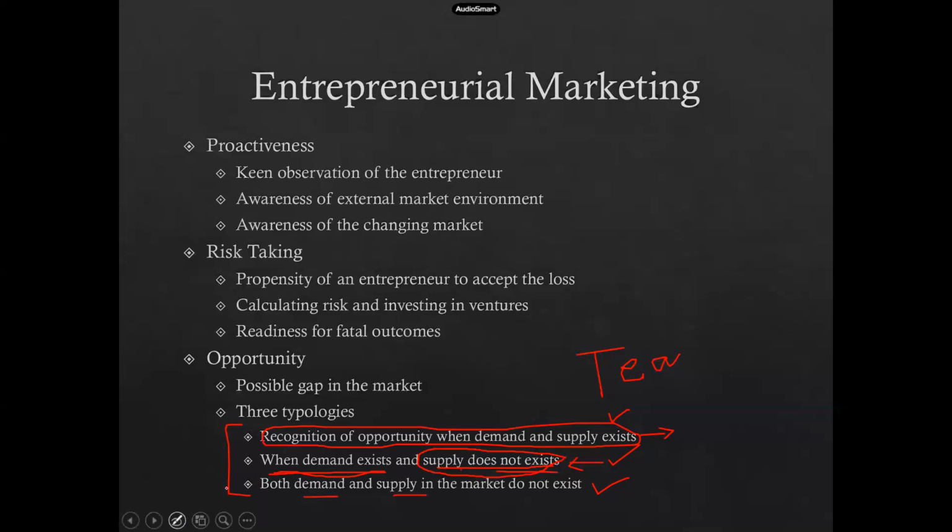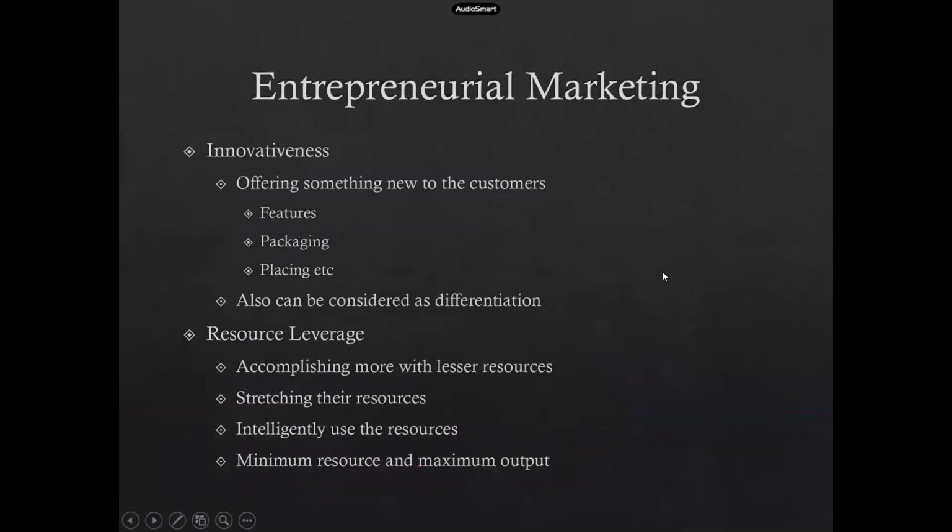Okay. After opportunity, what we need to look at is, let's cancel this. Innovativeness. We have already discussed that innovativeness is more of the differentiation that you offer to your customers, right? In innovativeness, you are offering something new to the customers, whether it's a feature, your packaging, placing, whatever it is. We already discussed this earlier, right?